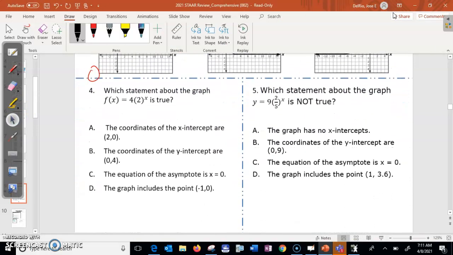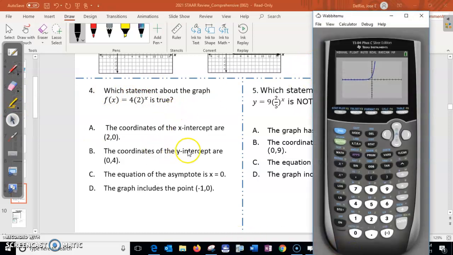Then comes 4 and 5. So guys, for these, which one of them is true? That means 3 of them are lying. One tells you the answer. Guys, take it one step at a time. So whenever you have these questions, calculate. Go ahead and find out because it's talking about x-intercepts, y-intercept, a point. So let the calculator do the work.